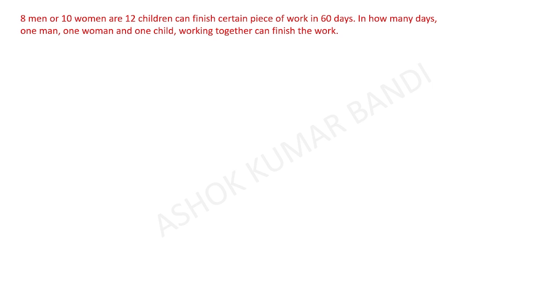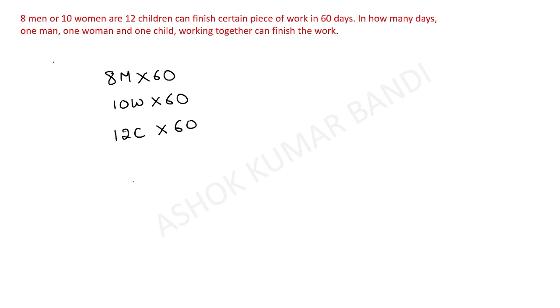Let's solve the next problem here. So this problem is also similar to the previous one. So let us see. 8 men, 10 women or 12 children can finish a certain piece of work in 16 days. That means if 8 men are working together, they can finish the work in 16 days. Or if 10 women are working together, they can also finish the work in 16 days. Or if 12 children are working together, they can also finish the work in 16 days.